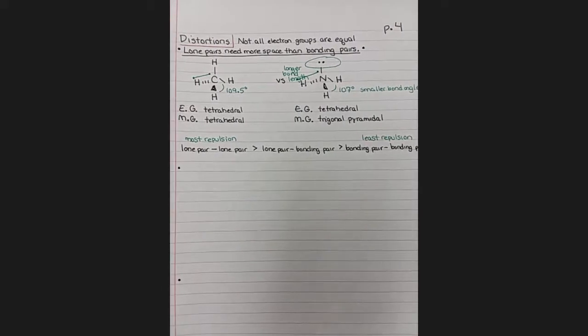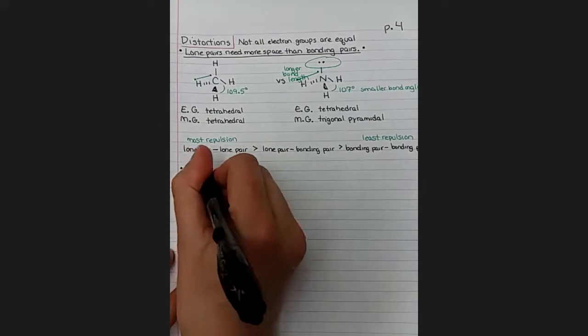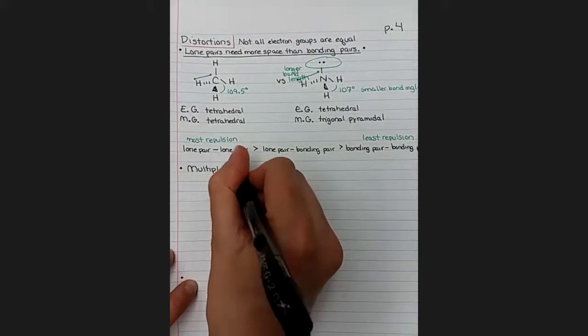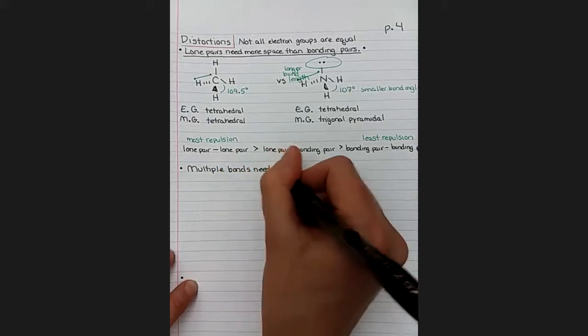So lone pairs need a lot of space. There's something else that needs a lot of space, and that is multiple bonds. Double bonds and triple bonds need more space than single bonds.